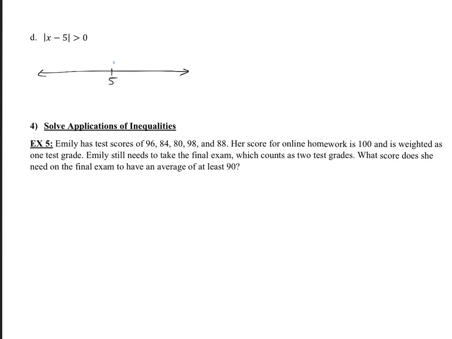Why can't we include 5? Because we don't have that lovely little equal to symbol down there. So it'd be every number except for 5, which in interval notation would be negative infinity to 5 union 5 to infinity. Okay.